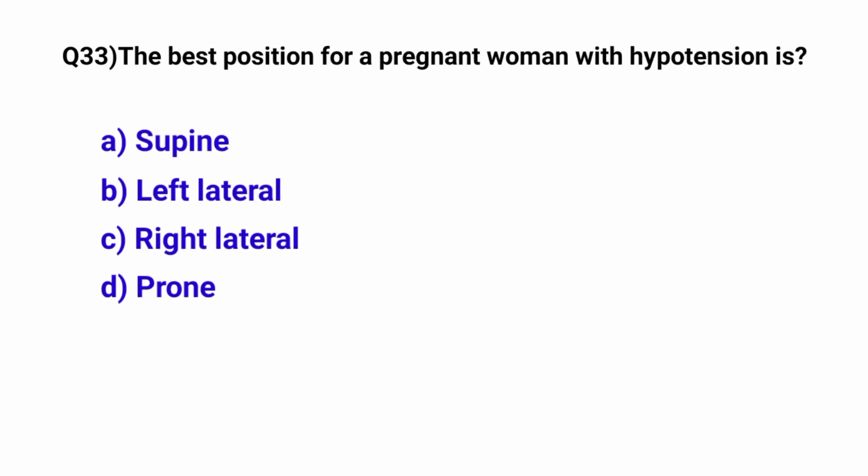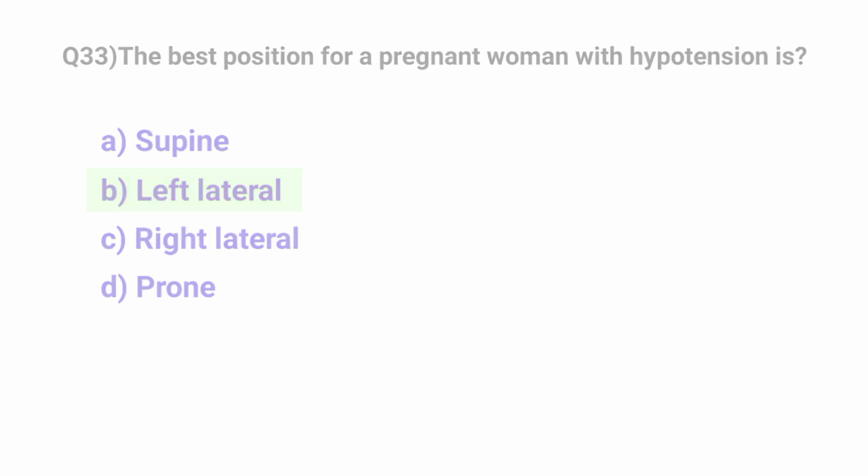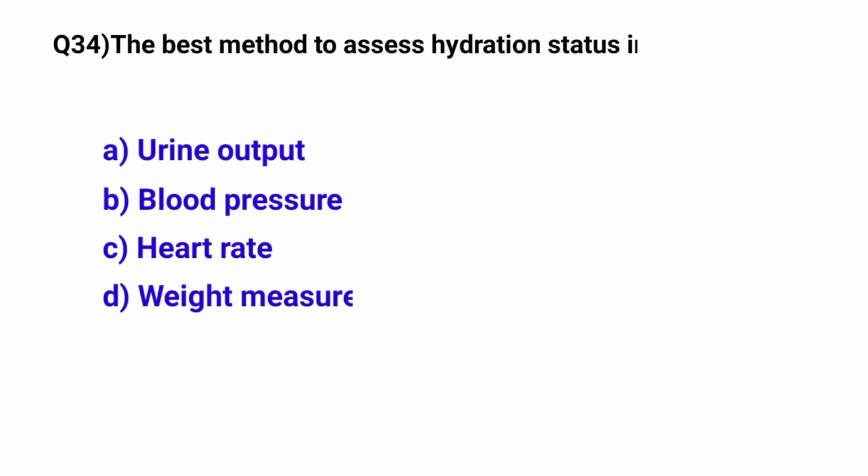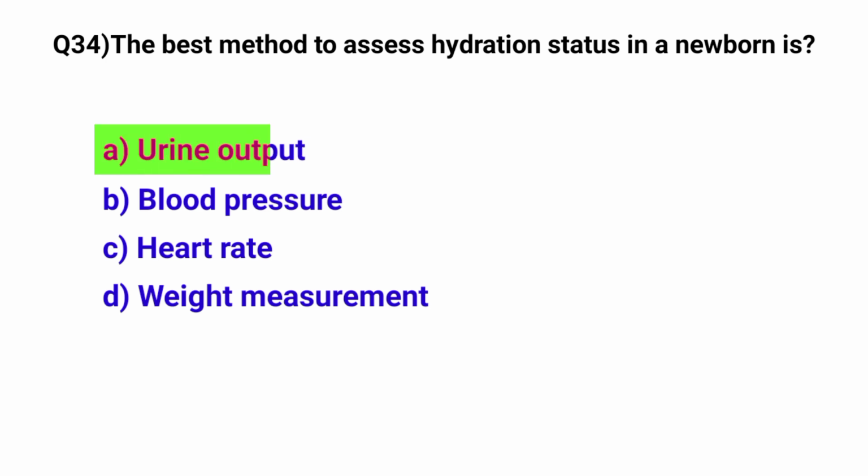Question number 33. The best position for a pregnant woman with hypotension is. The correct option is B. Left lateral. Question number 34. The best method to assess hydration status in a newborn is. The correct option is A. Urine output.